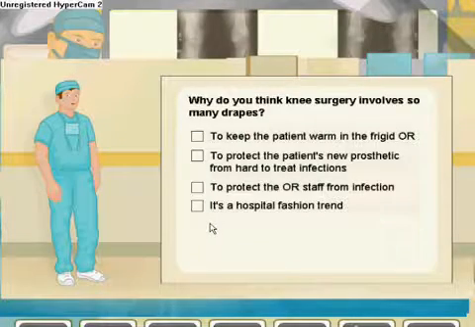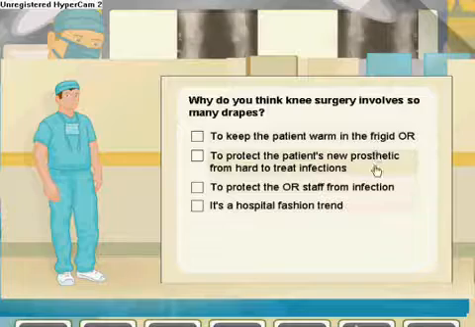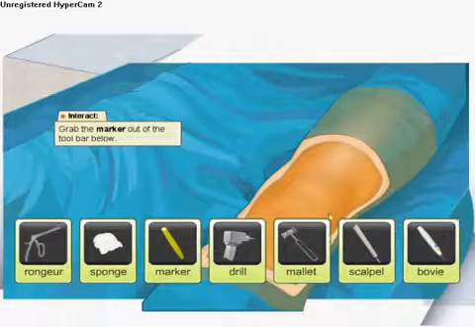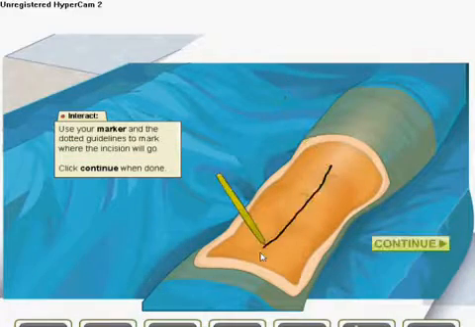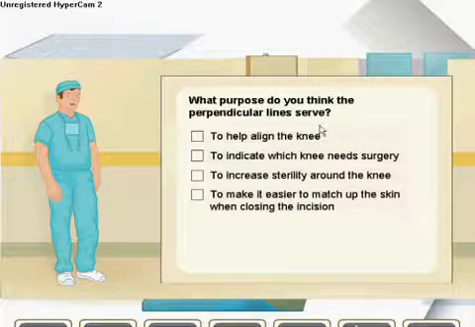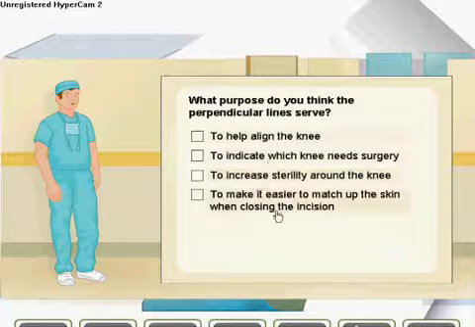Why do you think knee surgery involves so many drapes? Good work. Use the sterile marker to draw the location for our incision, and don't forget to mark the perpendicular lines too. Typically, the incision line. What purpose do you think the perpendicular lines serve?